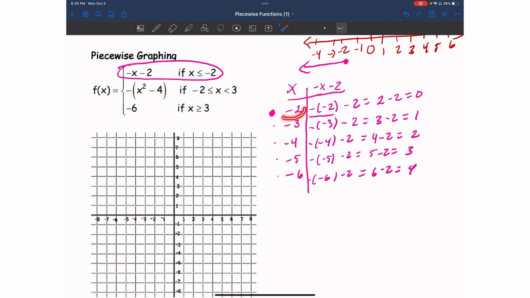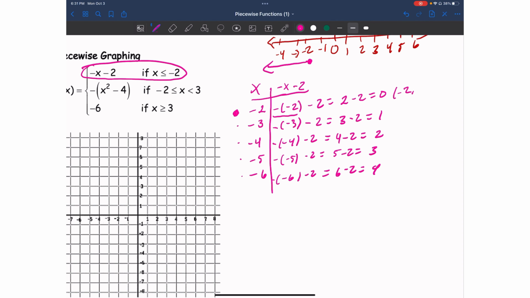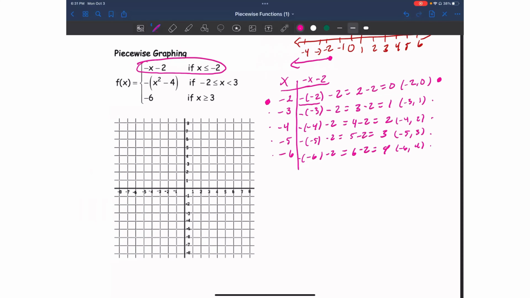So this is going to be your x value, and this is going to be your y value. So looking at the first point that we're plotting is going to be -2, 0. I'm going to write it on the side just so everybody can follow along, and then I will erase them. -3, 1, -4, 2, -5, 3, and then -6, 4. Again, this one I'm going to make a big solid dot, and then all the other ones are just going to be little dots that I'm going to be connecting with a straight line in this case.